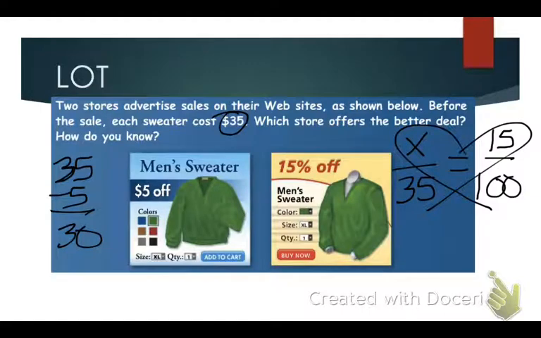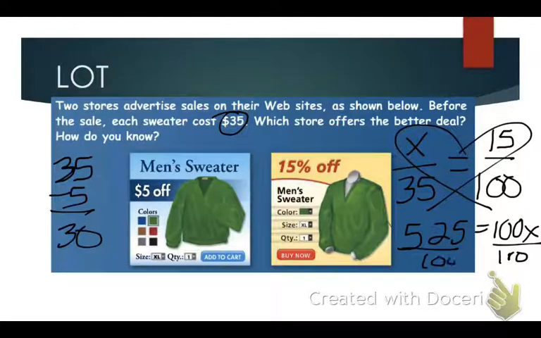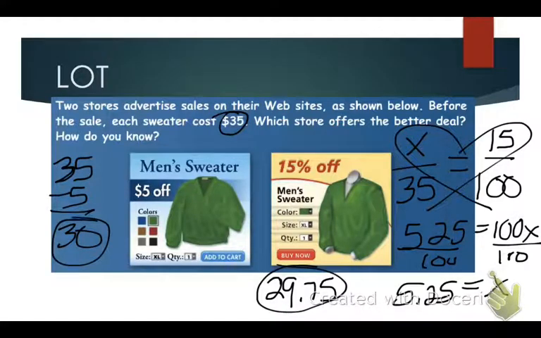35 times 15 is 525 equals 100x. Divide by 100 and we get that x equals 5.25. So a couple of things here. If I do 35 minus 5.25, I do notice that this sweater is going to be just a little bit cheaper, $29.75. So I can compare that value, or I can compare the dollar amount that will be taken off. And notice with either of those two values, my store on the right is going to be my better deal.